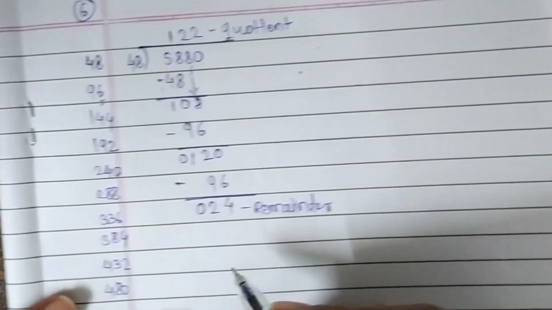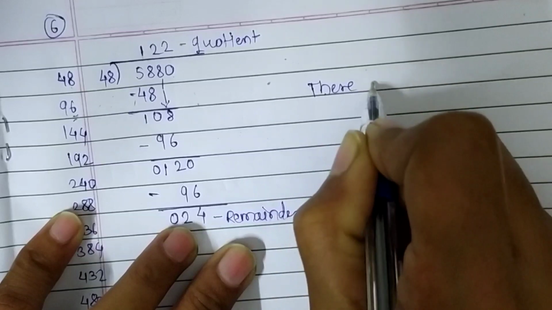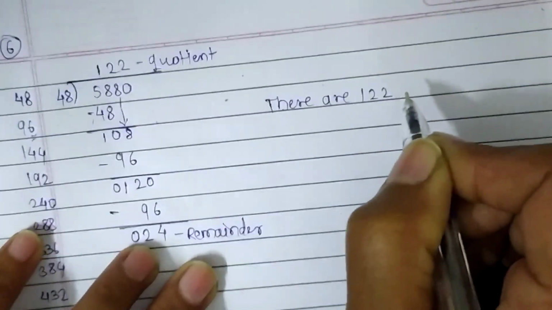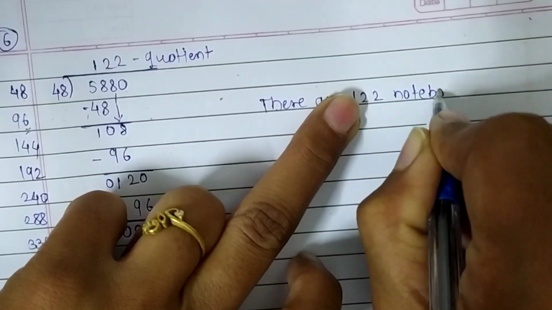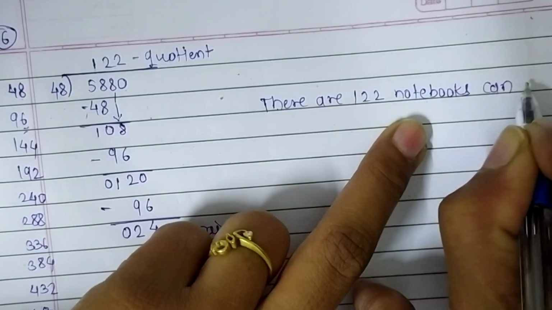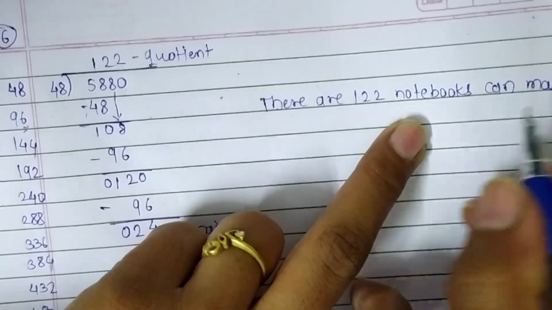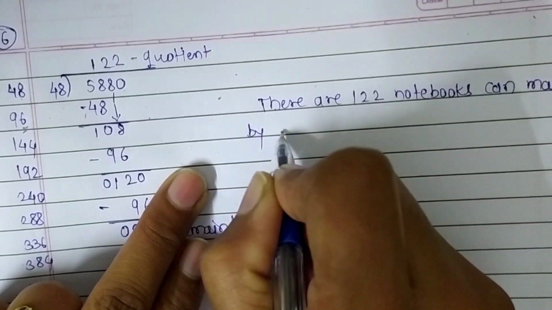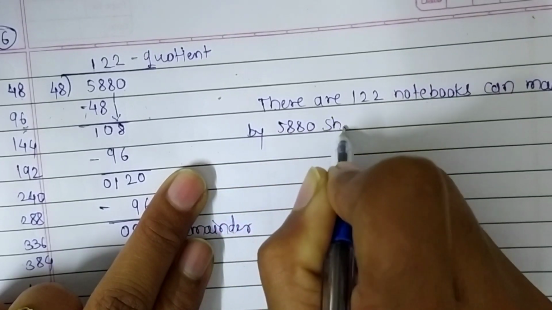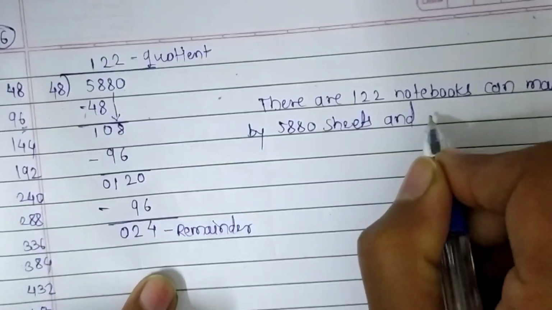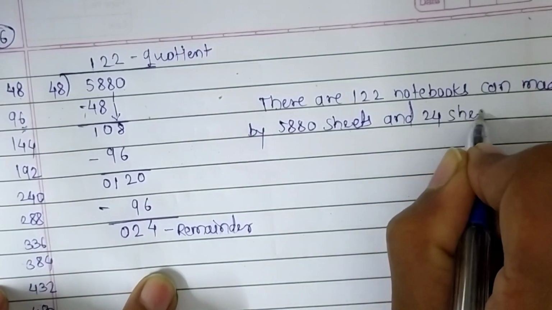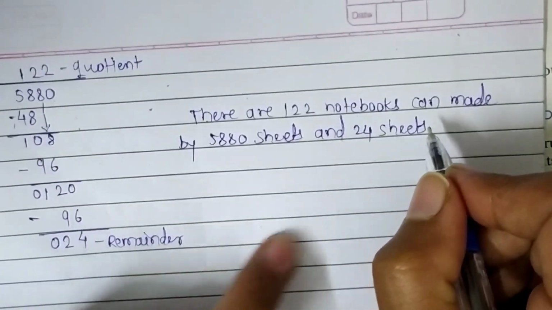Just write it in words. There are 122 notebooks that can be made by 5880 sheets and 24 sheets are left.